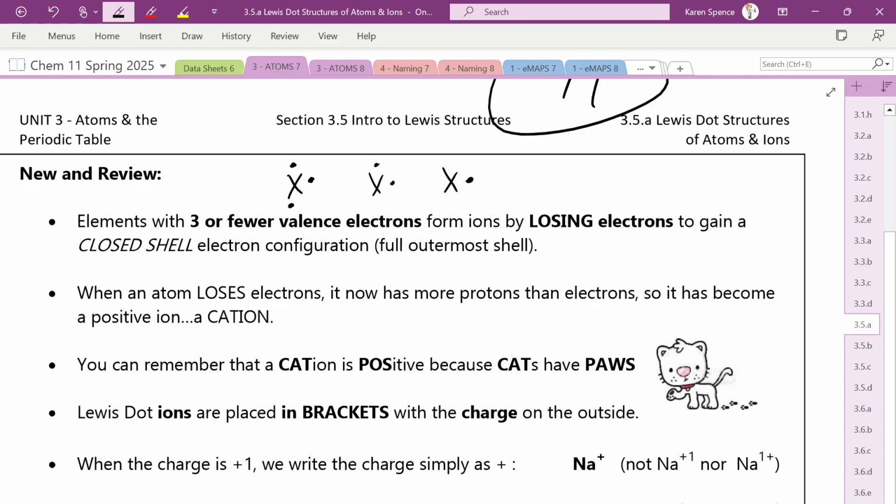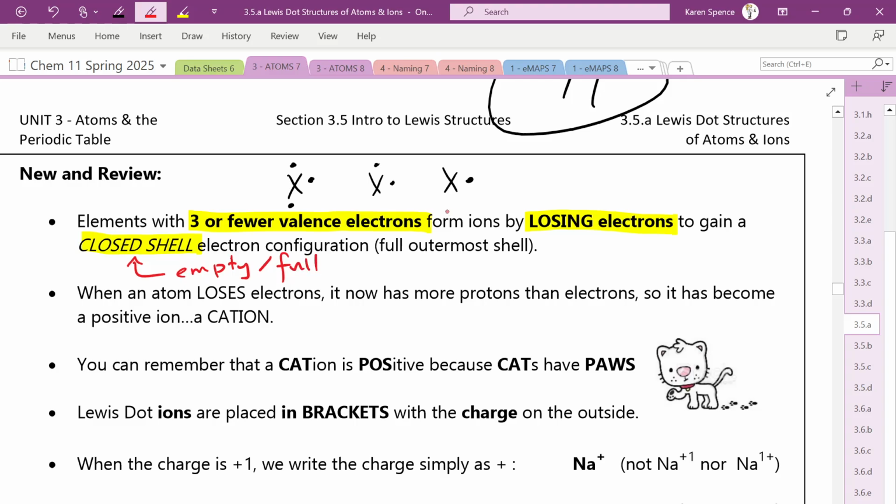So if you have 3 or fewer valence electrons, they form ions by losing electrons to gain what they call a closed shell electron configuration, which means that your outer shell is either empty or full. Okay? Yeah, empty or full. Okay, so closed shell is empty or full.